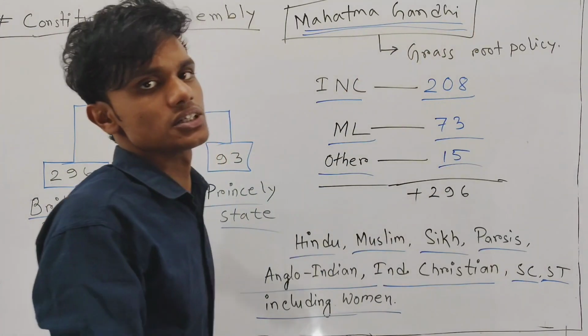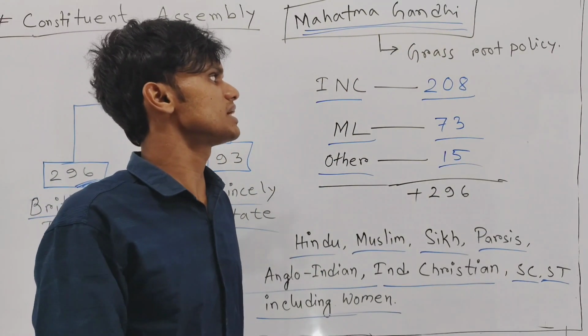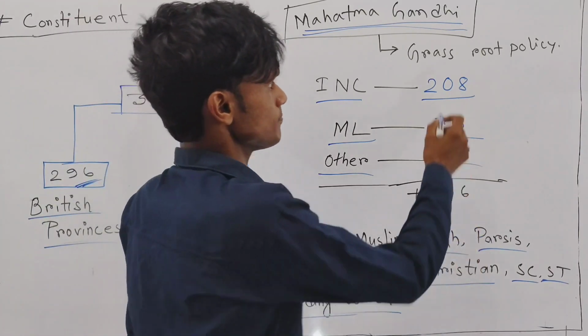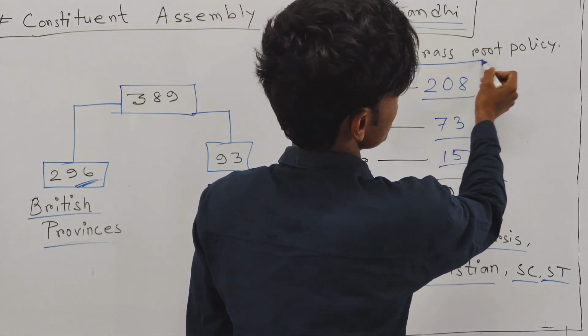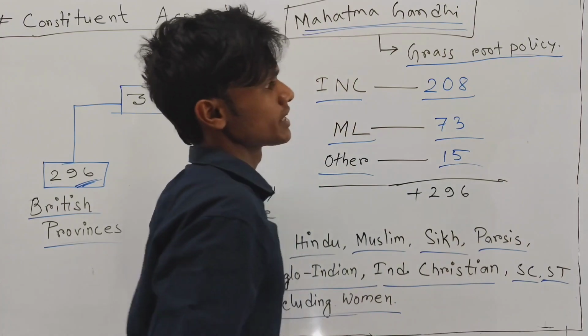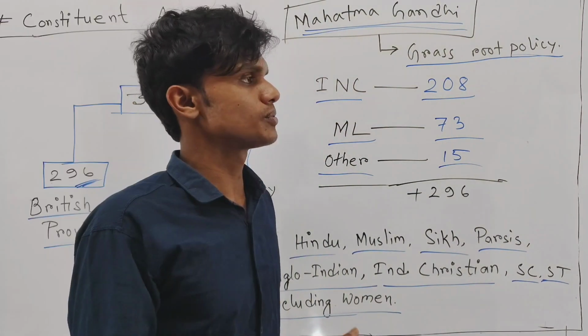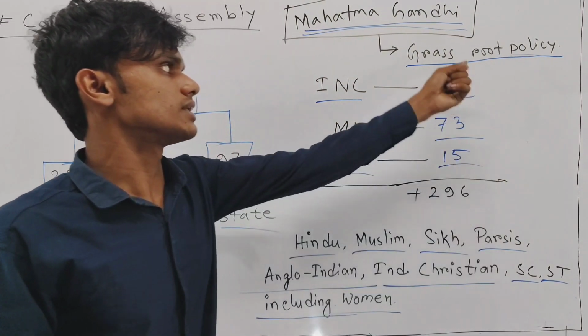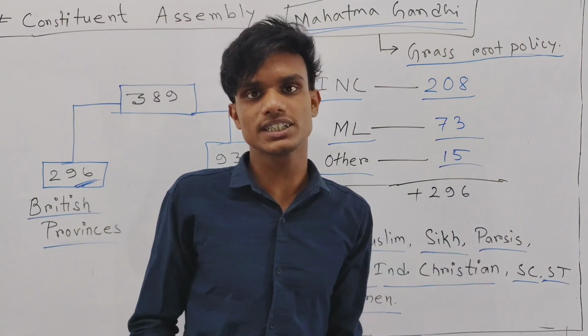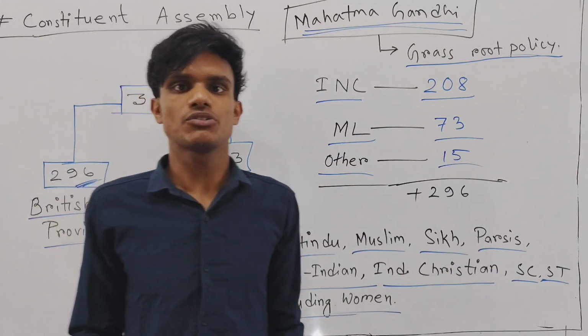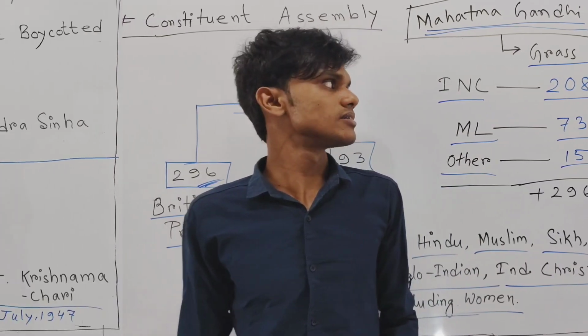Mahatma Gandhi did not join the Constituent Assembly because his concept was grassroots policy. He wanted India to be governed with grassroots policy. Now, what is the grassroots policy? I will discuss it in a later chapter.